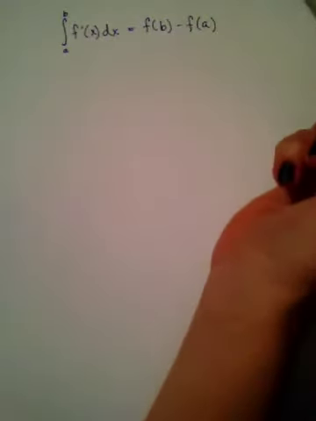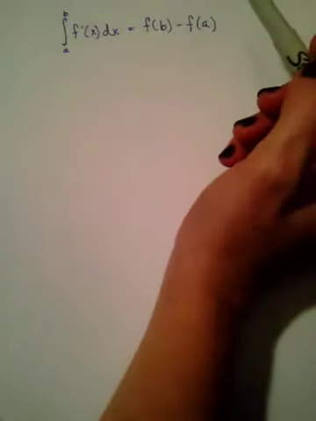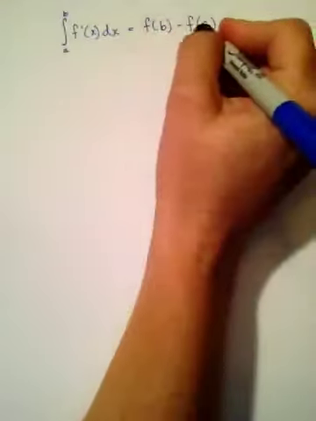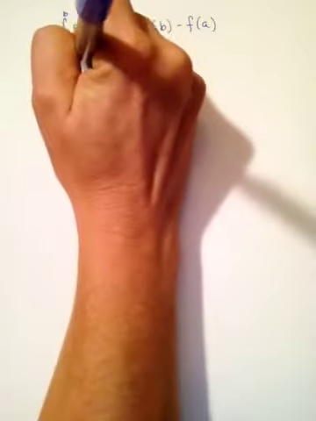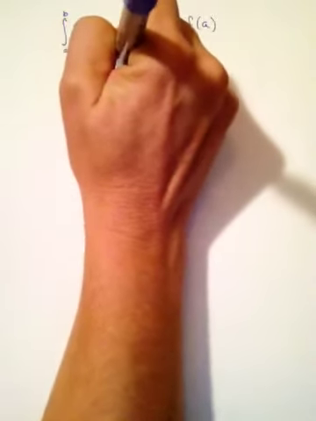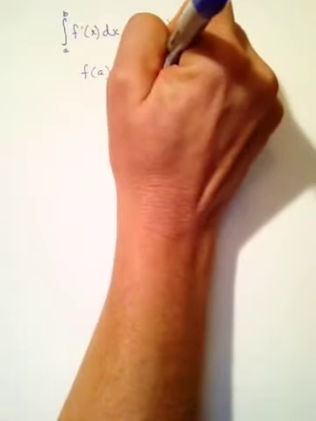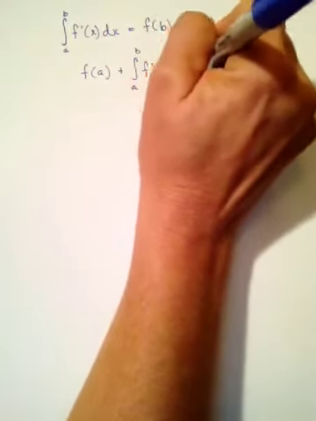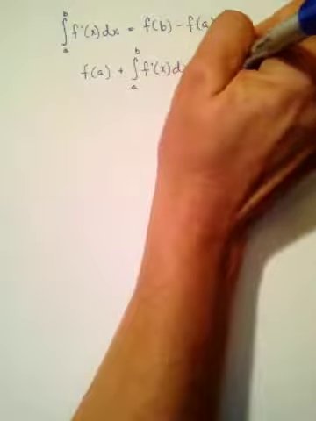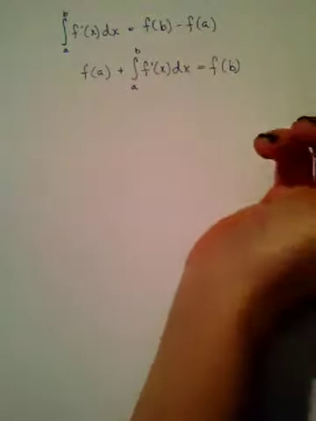It's sometimes called the total change or net change theorem, but one other way to write it would be to add an f of a to each side. So f of a plus the integral from a to b of f prime of x dx equals f of b. It just depends on what you're trying to do. I like this form if I'm ever given one point and I'm asked to find another.